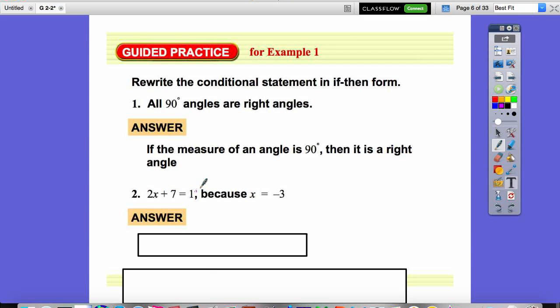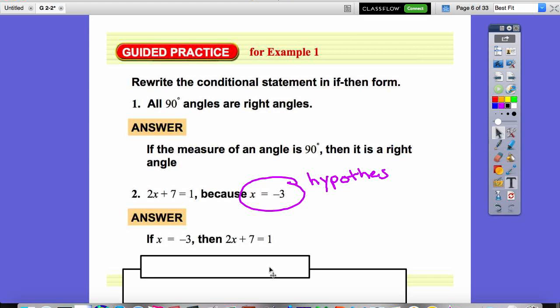2x plus 7 equals 1 because x equals negative 3, so this is our hypothesis. We are assuming this to be true because we have been told this. If x equals negative 3, then 2x plus 7 equals 1. Now, if 2x plus 7 equals 1, then x equals negative 3, so that would work also.